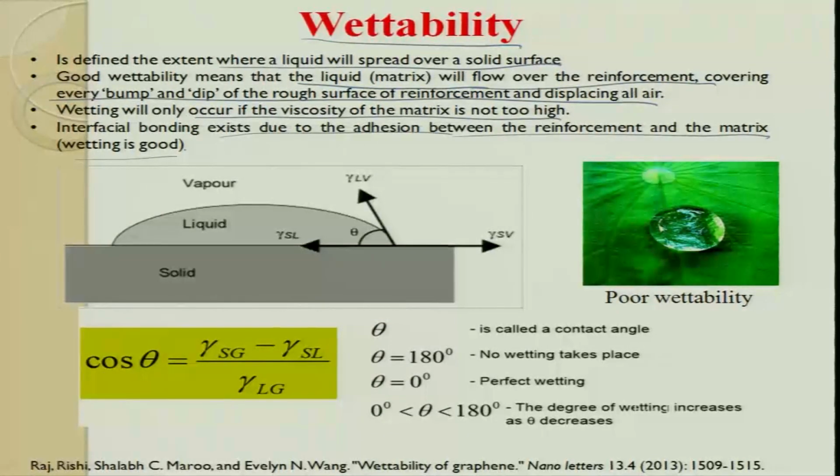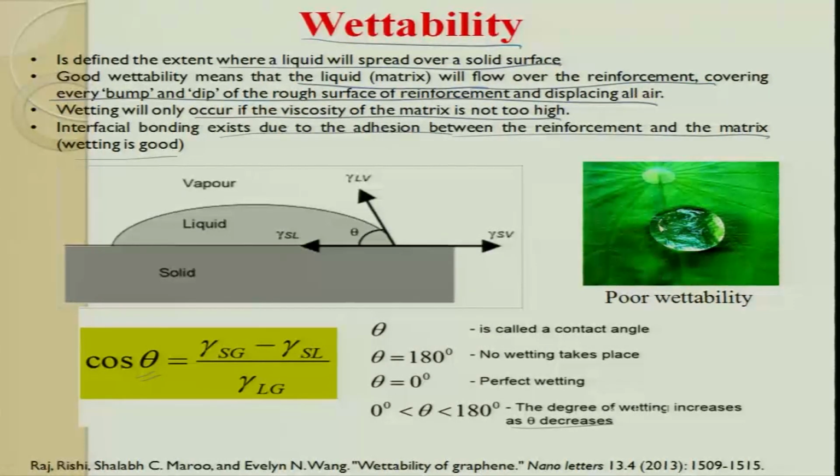I have said theta is the contact angle. People try to measure it using contact angle experiments. They always talk about the angle, saying the angle should be greater than 90, greater than 180. What is this angle? This angle is nothing but the wettability angle, or contact angle. If theta is 180, no wetting takes place. If it is 0, it is perfect wetting. We would love to have that. If it falls between 0 and 180, then the degree of wetting increases as theta decreases.